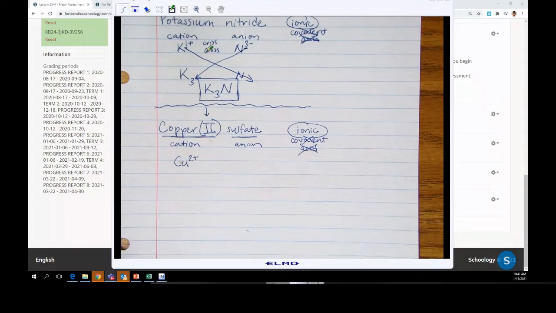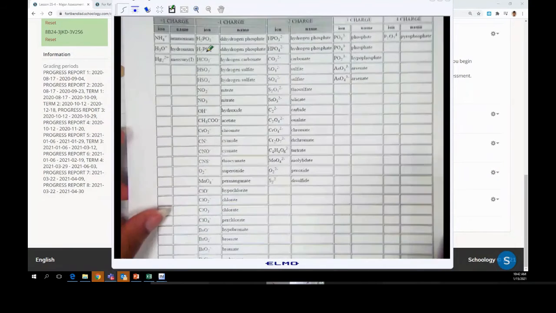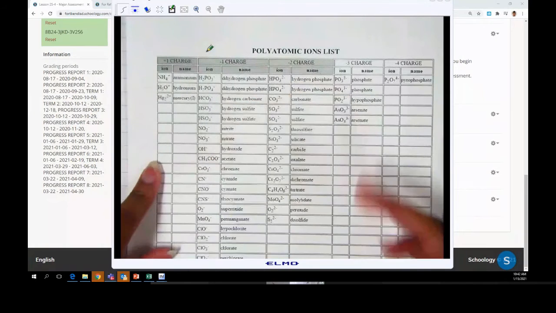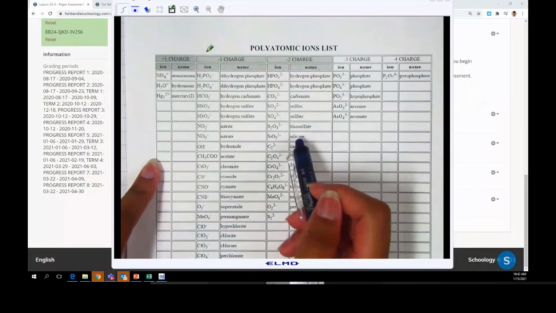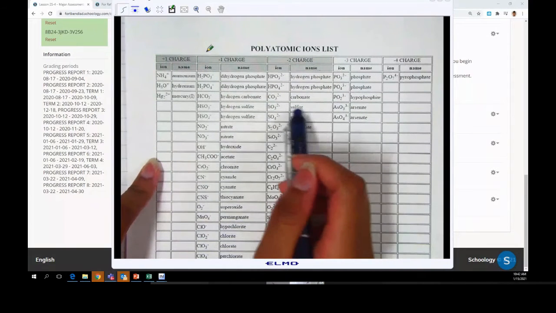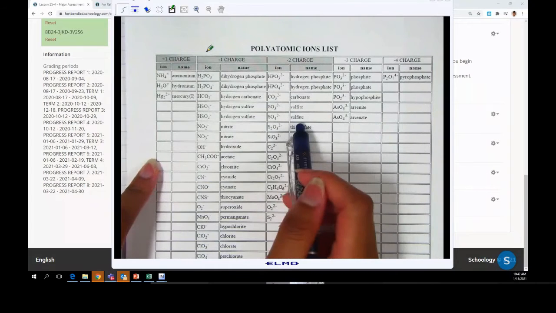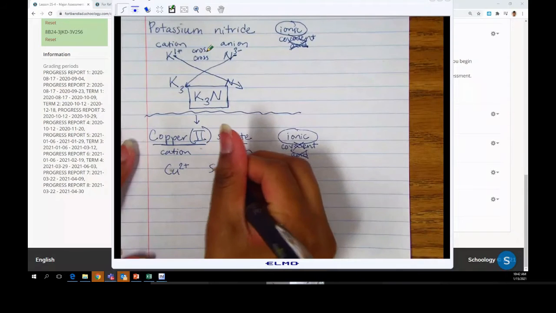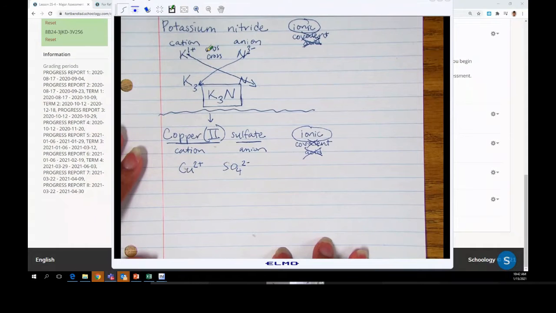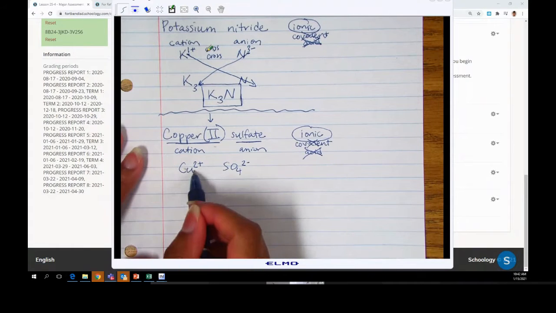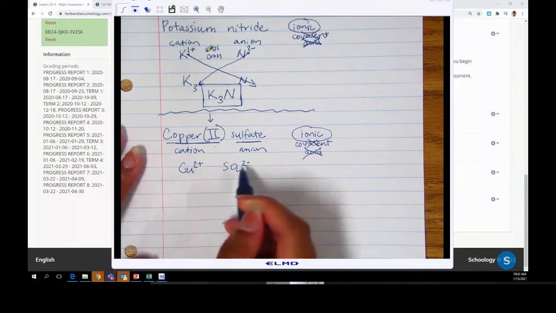If you are in Schoology and you're looking at the periodic table of ions, the second page of that document is the polyatomic ion chart. This is where we're going to find sulfate. The sulfate is this ion right here, SO4 2 minus. And I can see here that the magnitude of the charge on the copper and the charge on the sulfate are both 2. They're the same.